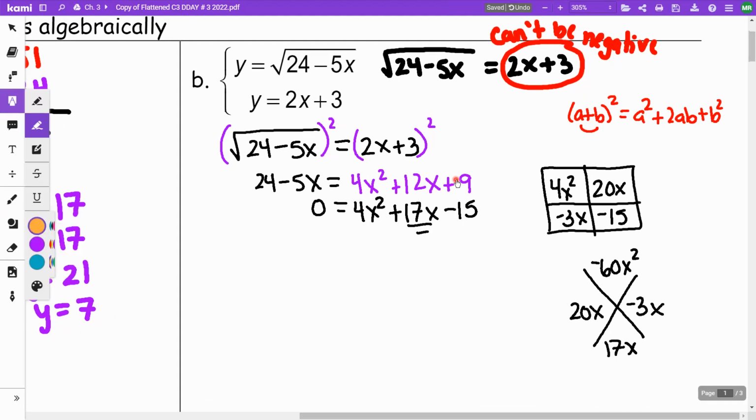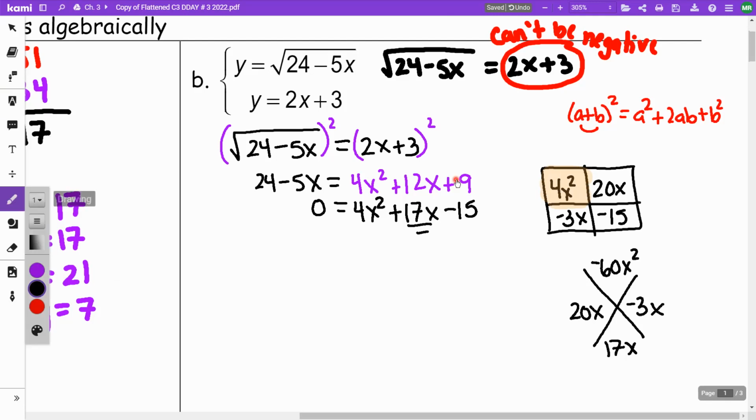Now, I'm focusing on this 4x squared. That could be a 4 and a 1 or a 2 and a 2. But with this 20 here, this could be 2, but with this negative 3 here, this can't be 2, so it can't be 2 and 2. So it's going to be a 4 and a 1. I need the 4 here giving me the 20, the 1 here giving me the negative 3. So this is going to be a 4x and an x. 4x times 5, so this is going to be a plus 5. x times a negative 3. So I'm going to have a 4x minus 3 and an x plus 5.